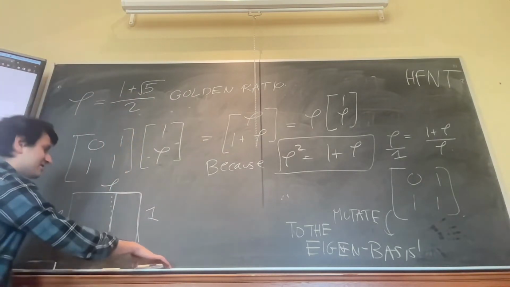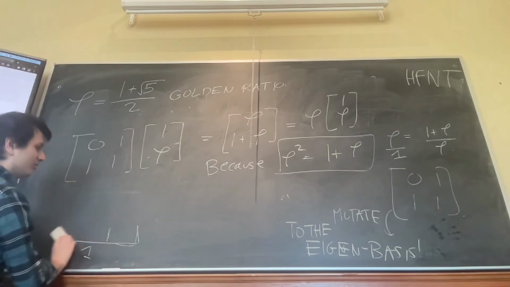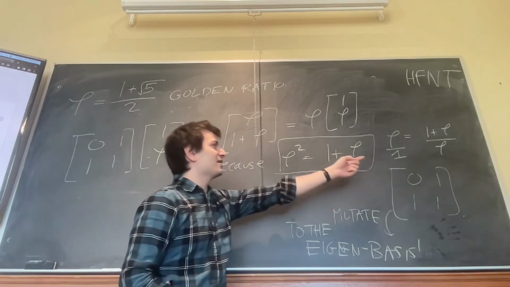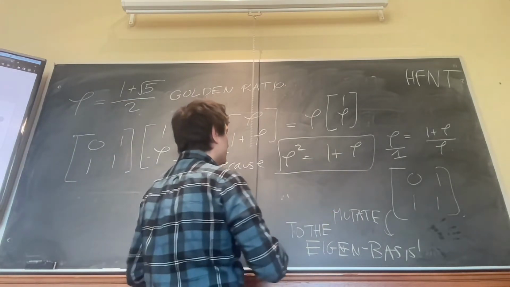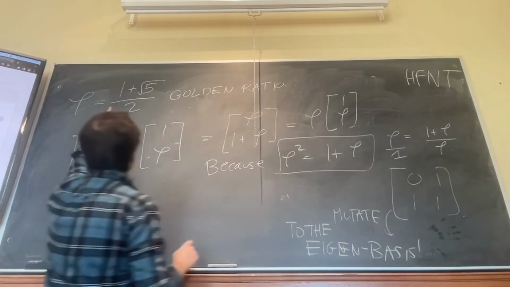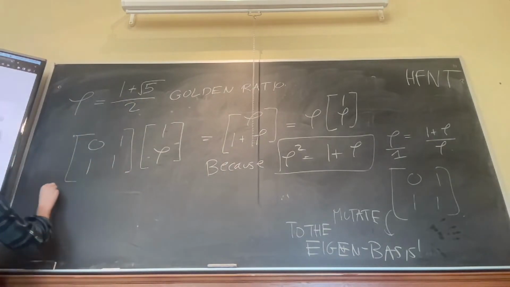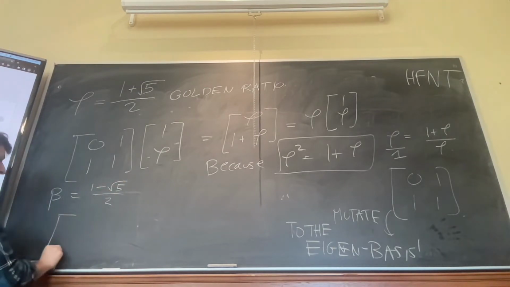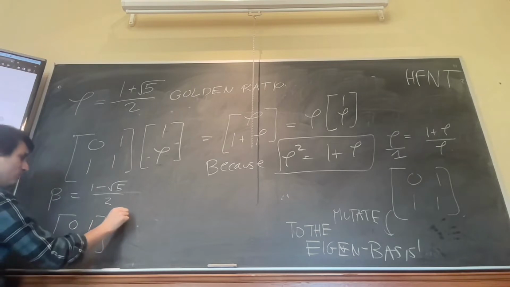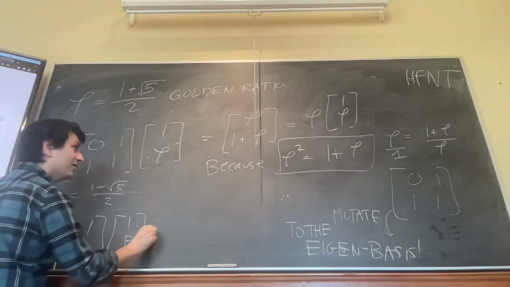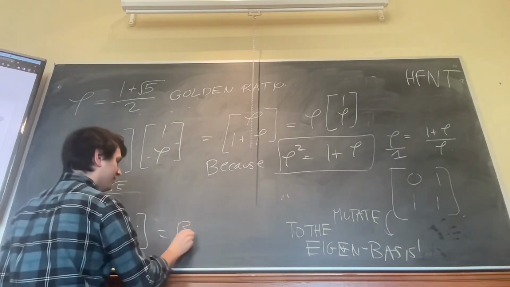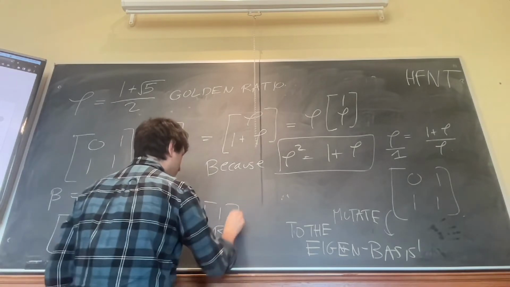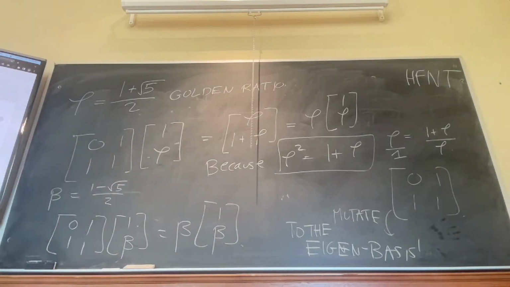Okay. The same thing actually holds for the other root of this equation. So phi satisfies this. There is another root of this equation. So phi is 1 plus the square root of 5 divided by 2. If I make beta be 1 minus the square root of 5 divided by 2, I'll have the same thing. 0, 1, 1, 1 times 1, beta will also be beta times 1, beta. And this is the other eigenvector, eigenvalue for the matrix. And what we're going to do now is we're going to think about the matrix.